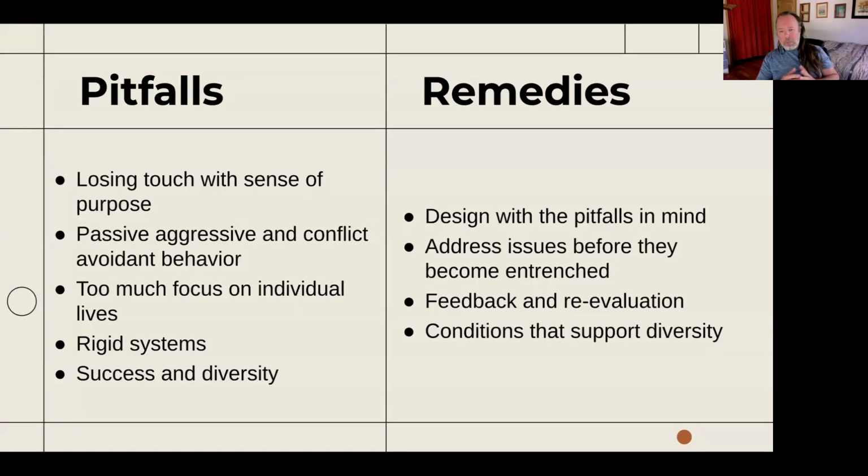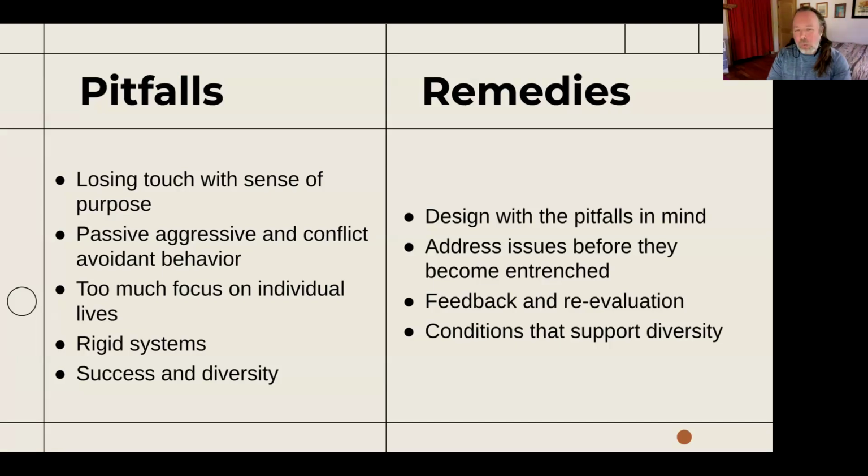Part of the problem is that whether it's age, race, gender, whatever it is, once you start to have a supermajority of people from a particular demographic, it is very, very hard to attract people from other demographics. So what are some of the remedies for this?